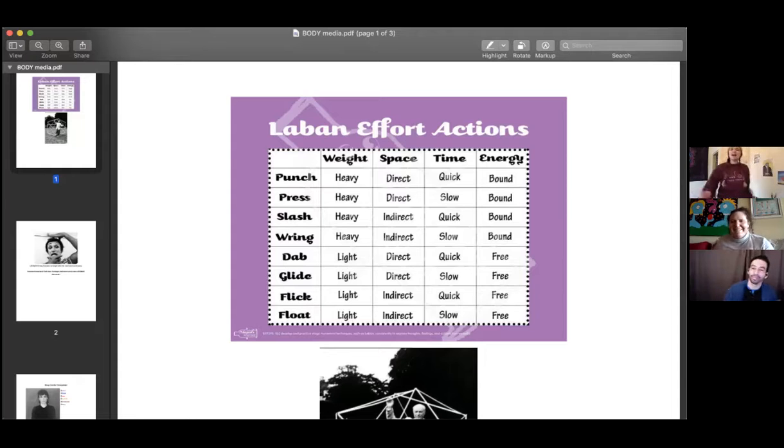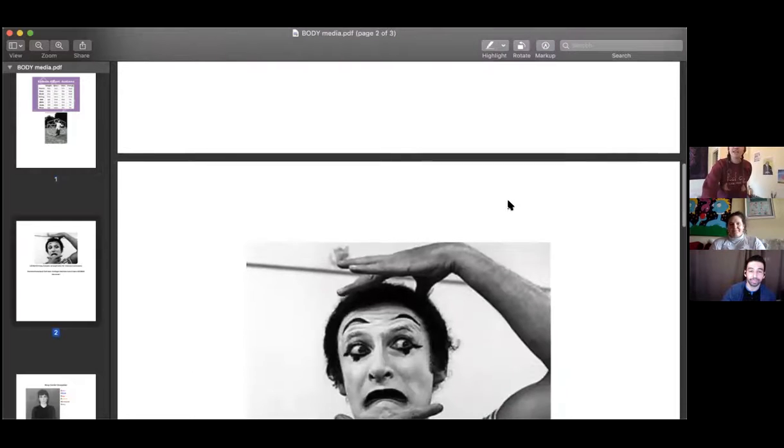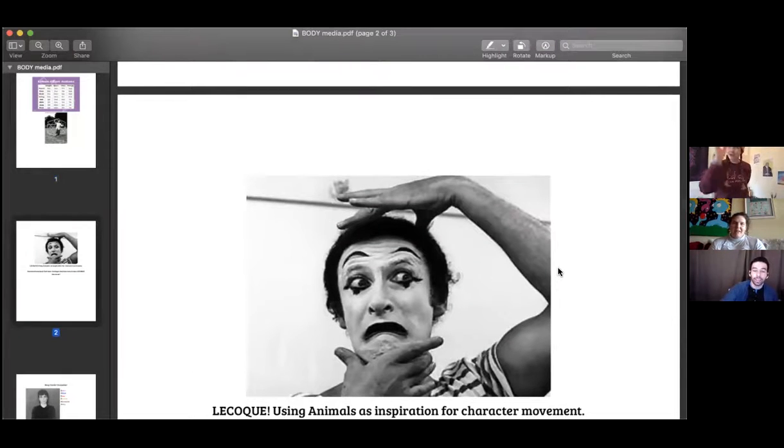Okay, cool. So we looked at the Le Bon effort actions. Good job, everyone. And goodbye, Monsieur Le Bon. Or should I say bonjour? No, what is au revoir? There we go.